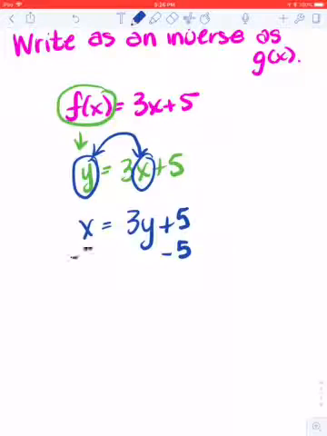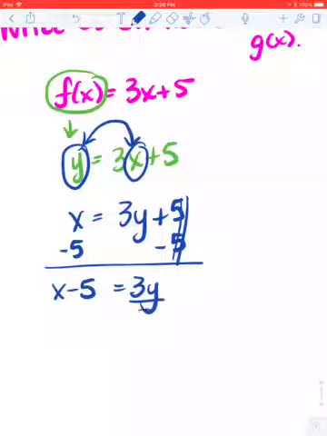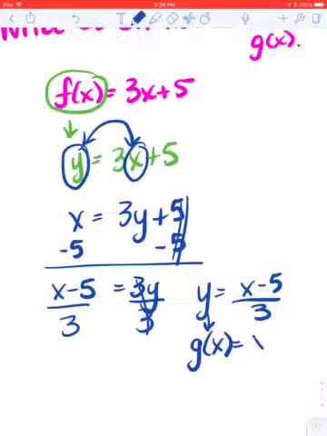So I'm going to subtract 5. And then divide by 3. So y equals x minus 5 over 3. Now remember, g of x is what it's named, so I'm just going to replace that.